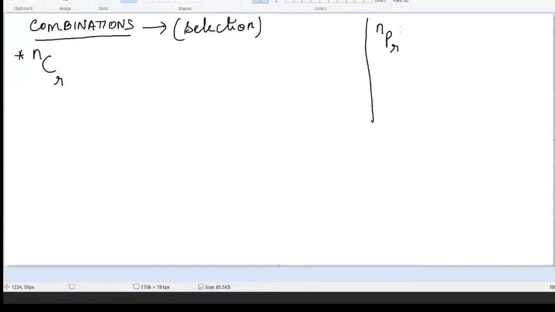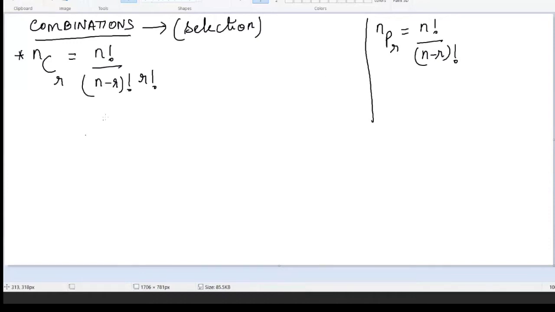So NPR, what was the formula? It is n factorial by n minus r factorial. This was my formula. Same thing here, NCR is n factorial by n minus r factorial into r factorial. So this part is nothing but NPR, but one step extra is it is into r factorial. Into r factorial you have to write.